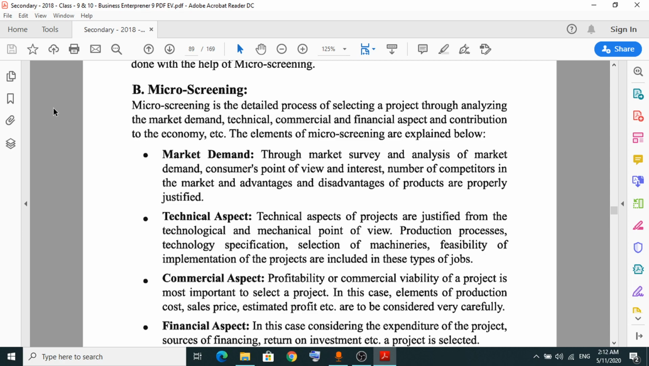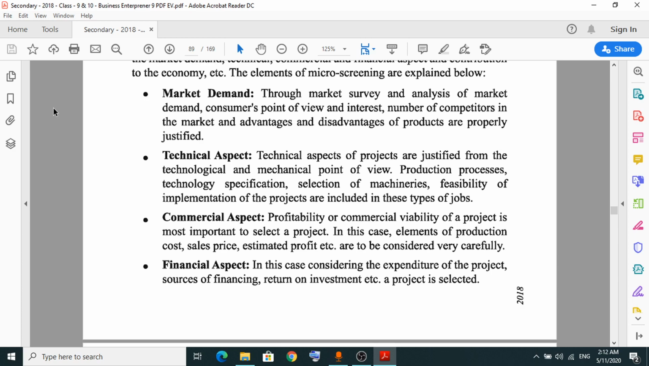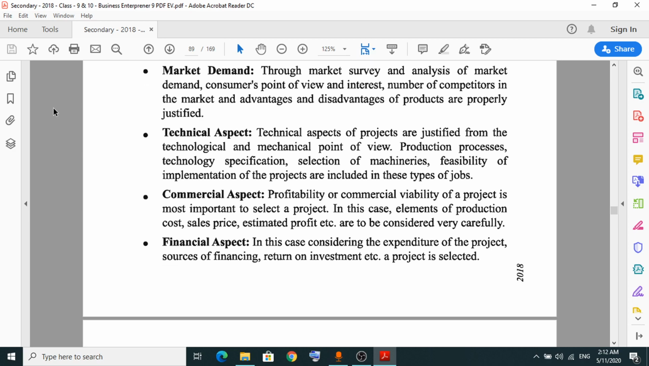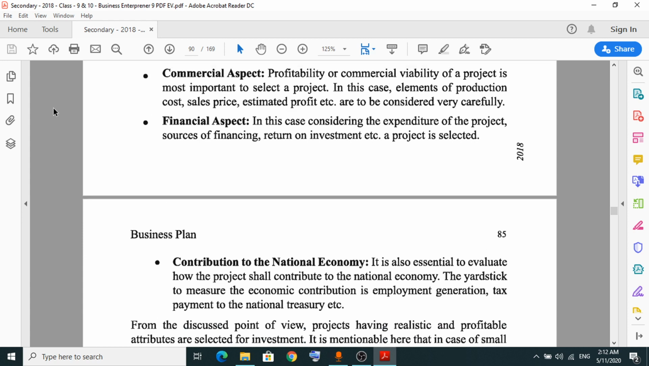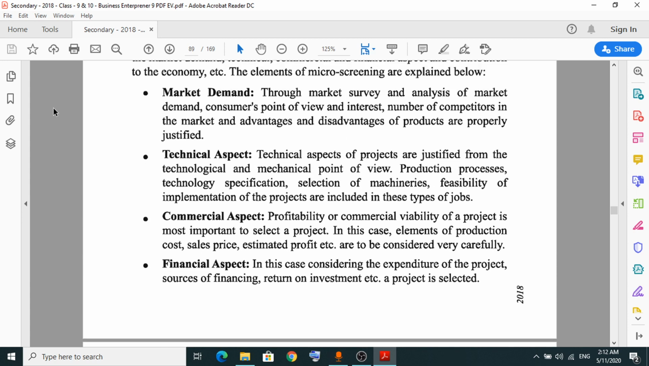You can control the element of the micro screening projects, micro screening process. So, what are the factors? Market demand, technical aspect, commercial aspect, financial aspect, and contribution to the national economy. Okay, four elements.